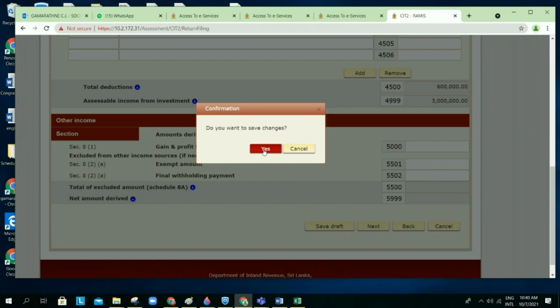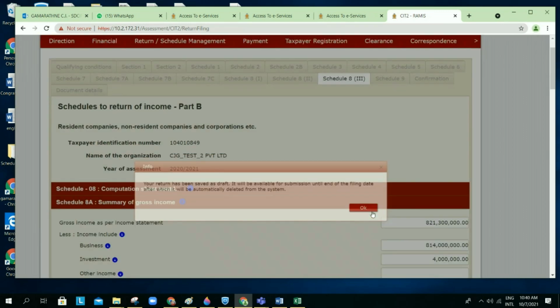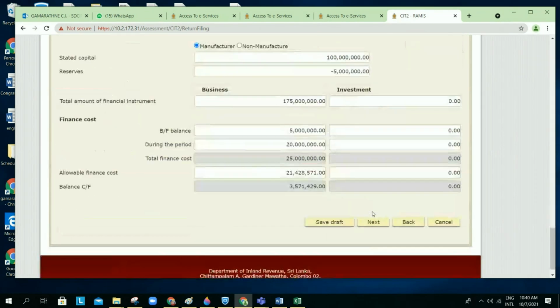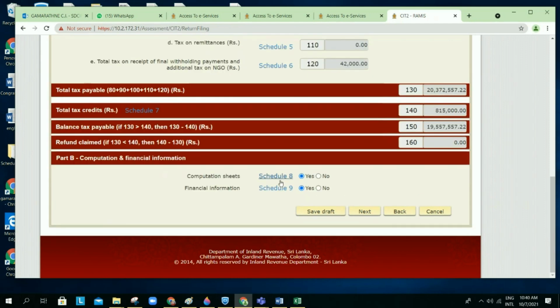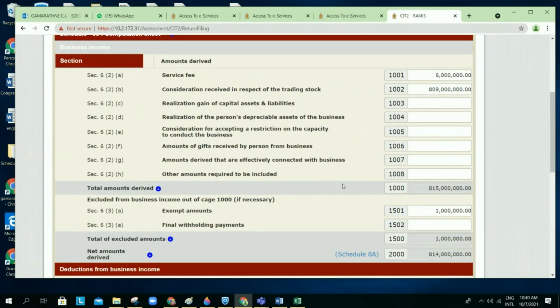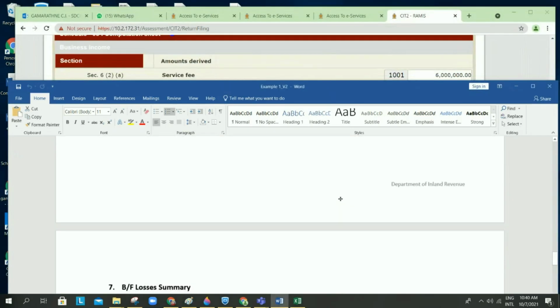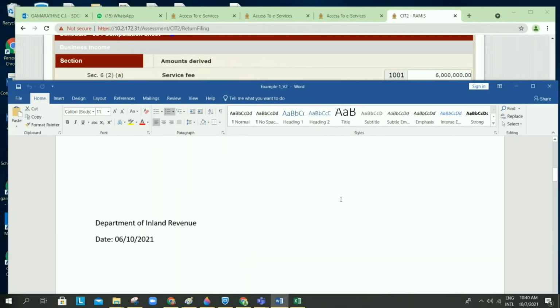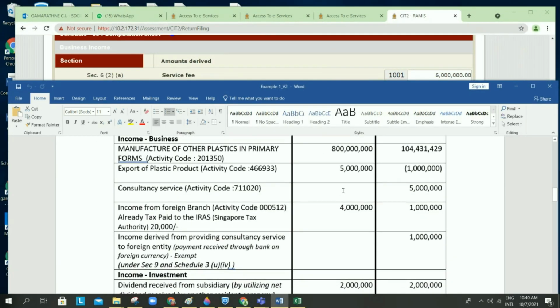Okay, now we are going to discuss by starting with schedule 8, right? Here click schedule 8, right? Now we are in schedule 8. The first part is related to the income side, right? Based on the given example, we are going to capture the data related to this preparation, right?